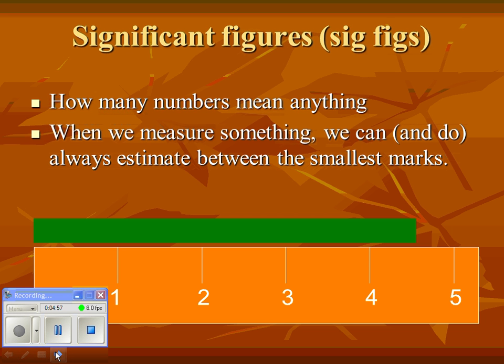So I can definitely see the 4. So I know the 4 is there. So that is significant and that's part of my number. But I am going to estimate how far past the 4 it is and how close to the 5 it is. So I would estimate this at 4.5.